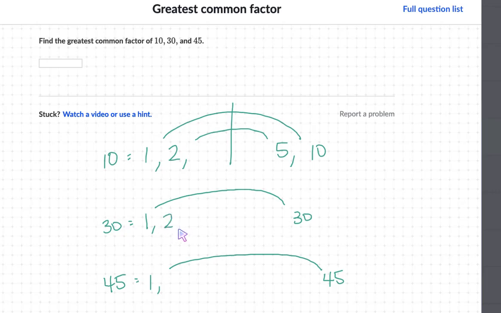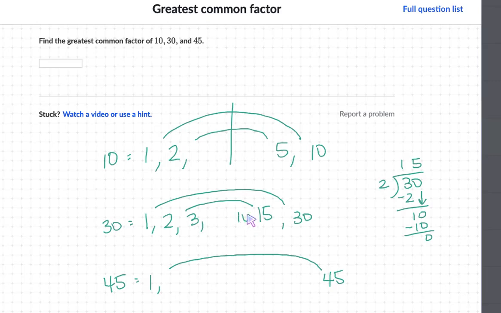30. Let's see. What multiplied by 2 will get you to 30? Well, let's see. 2 goes into 3 one time. Remainder of 1, bring down the 0. 2 goes into 10 5 times. So that's 15. 2 times 15 gets us to 30. Let's go down the list. What about 3? Well, 3 times 10 will get you to 30 because it's a multiple of 10. Connect those.